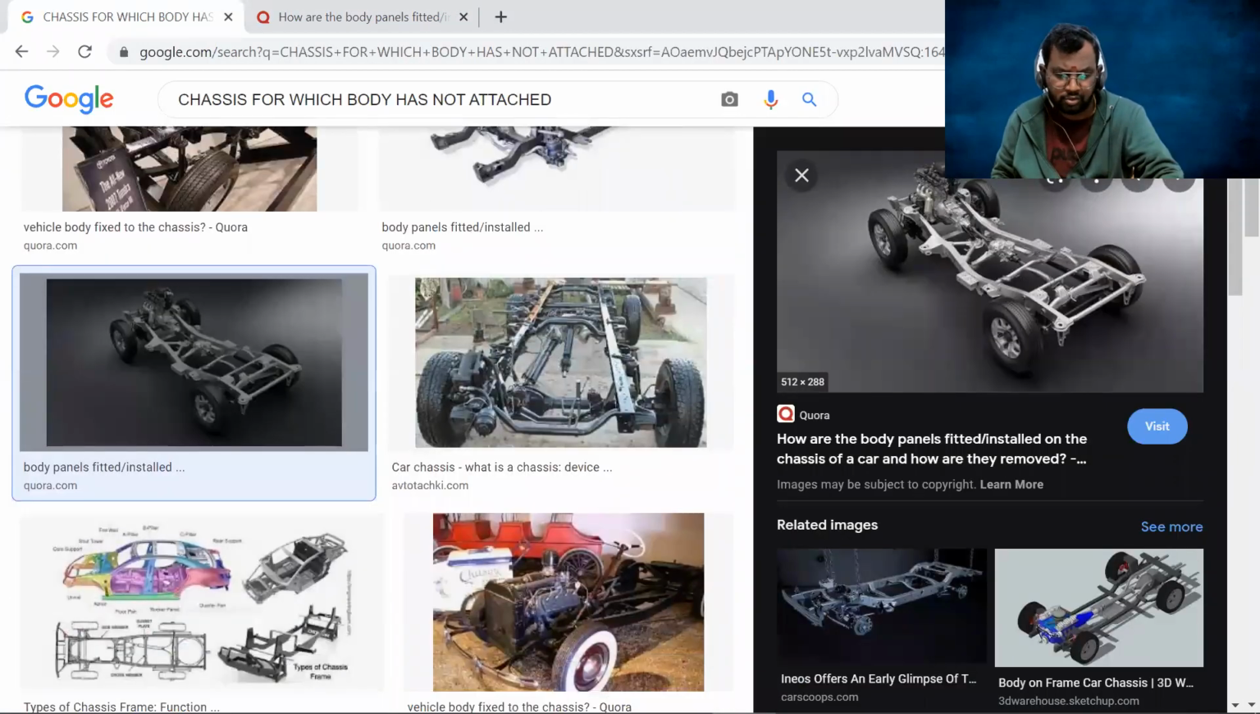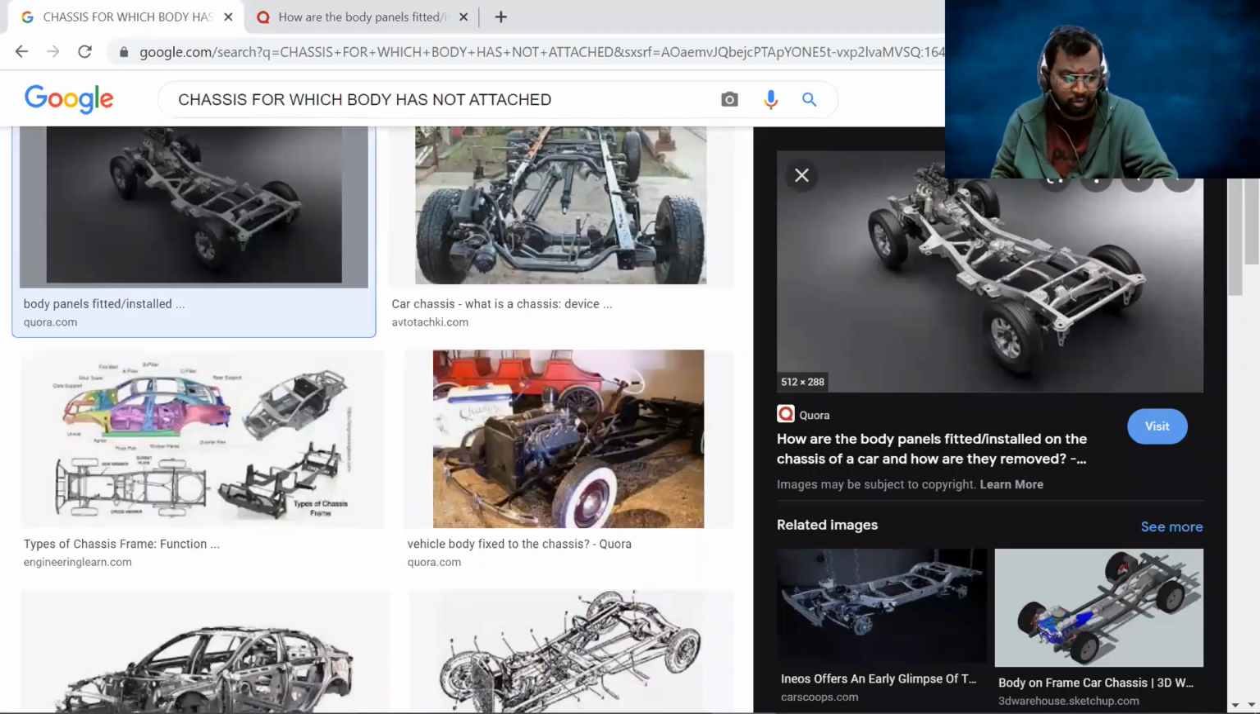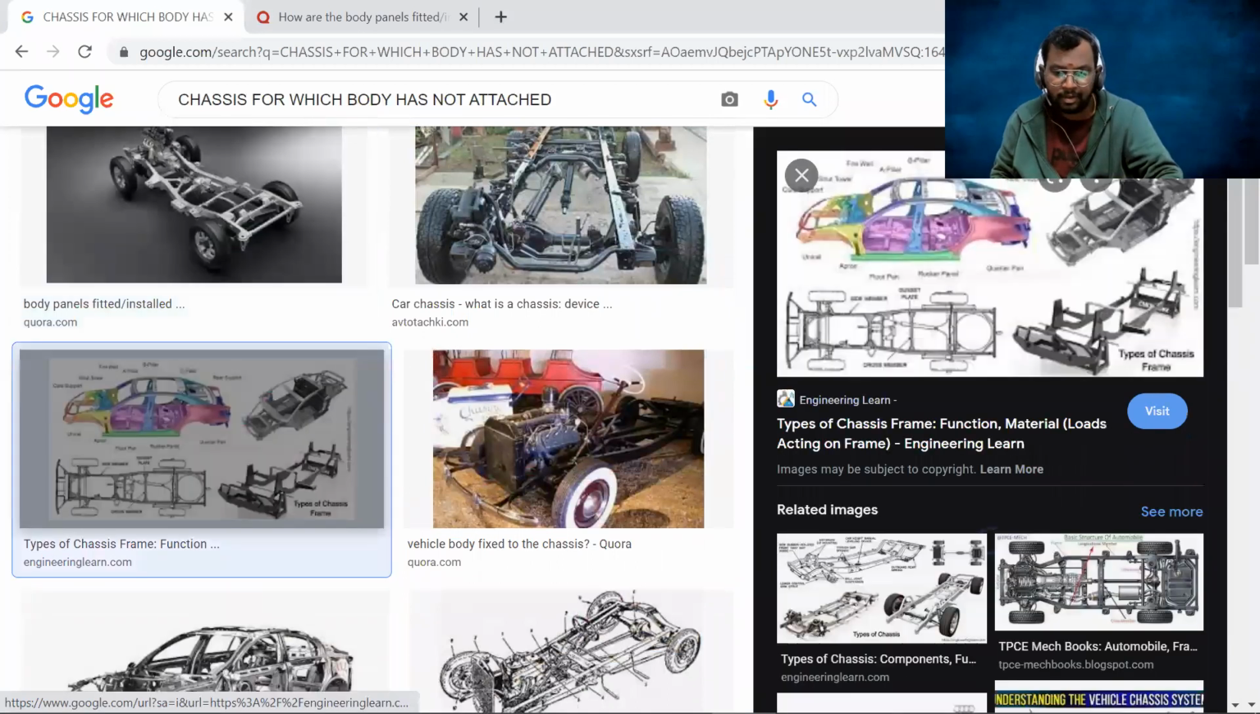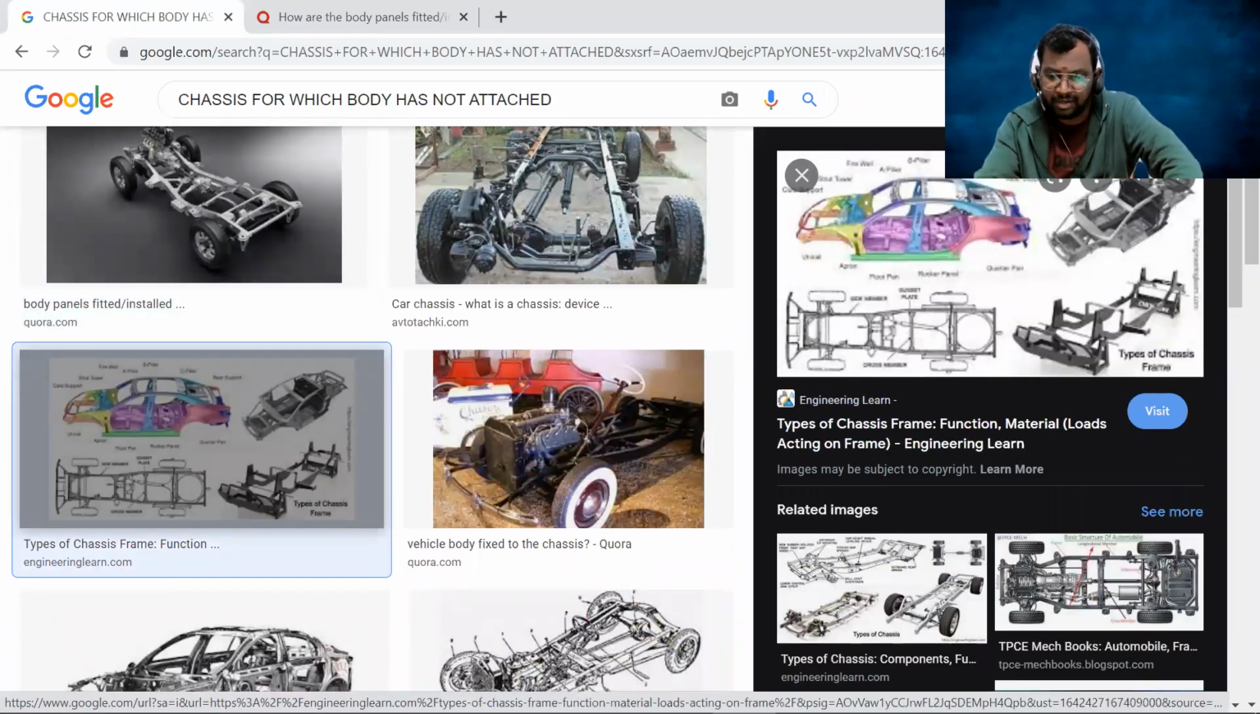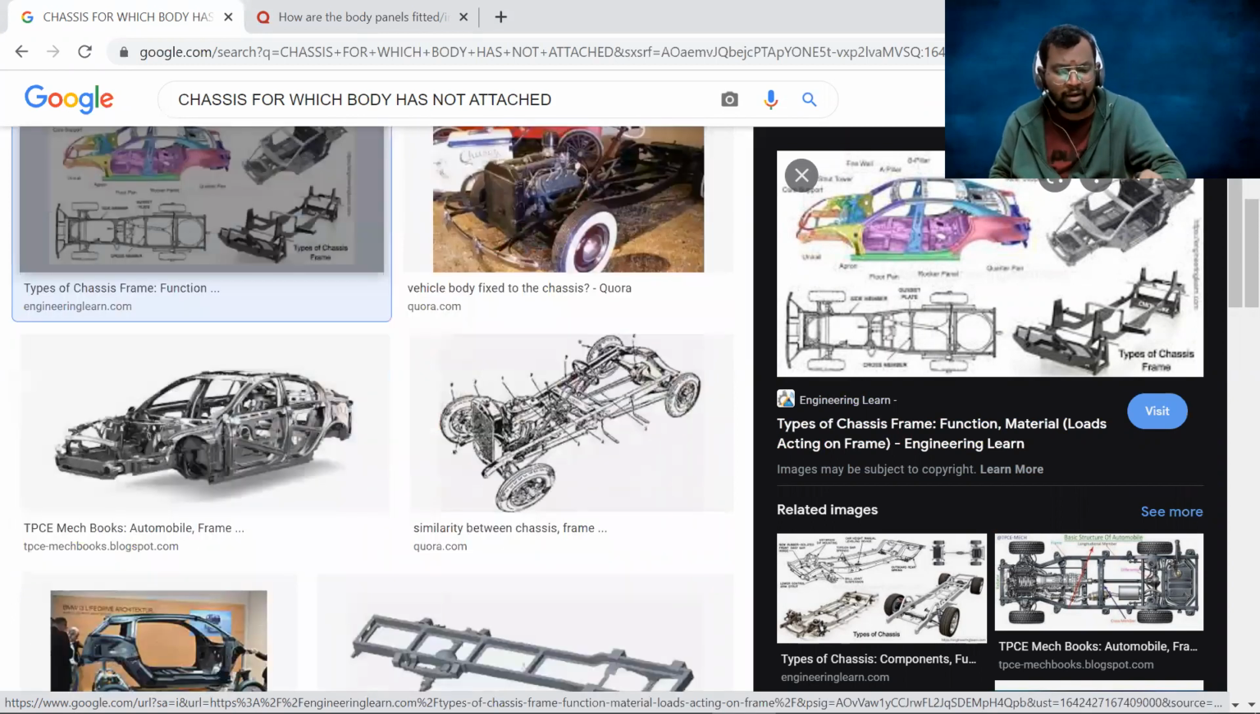Right? So you can see the upper part of the body has not been attached. You can see in the diagrams as well here, types of the chassis frame, right? So the body was not attached to this chassis, but still we can cover this chassis into the definition of motor vehicles. Okay? Next.